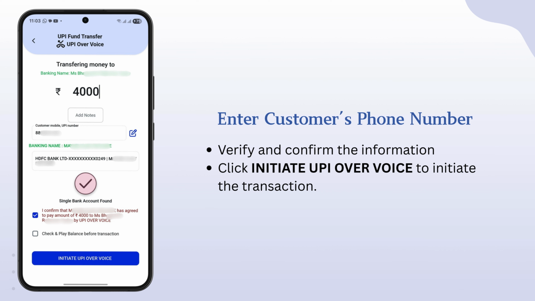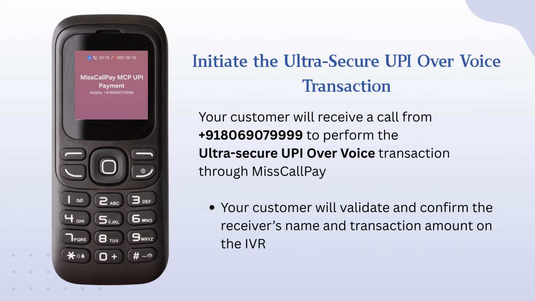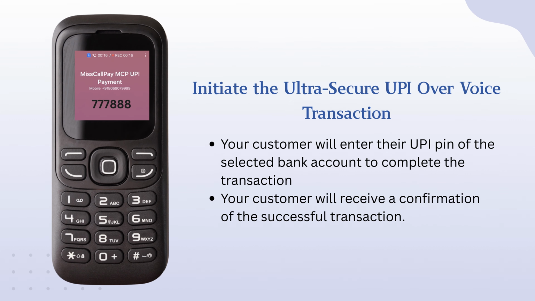Tap on Initiate UPI-Over-Voice to launch MissCallPay's ultra-secure UPI-Over-Voice transaction. Your customer will receive an instant call from +91 80690 79999. This is MissCallPay's official number to make the transaction securely and seamlessly. On the secure call, your customer will hear simple voice instructions. They will confirm the receiver's name and transaction amount with the IVR. After confirmation, they'll enter their UPI PIN securely using their phone keypad. Never spoken aloud, never visible to anyone, not even you.